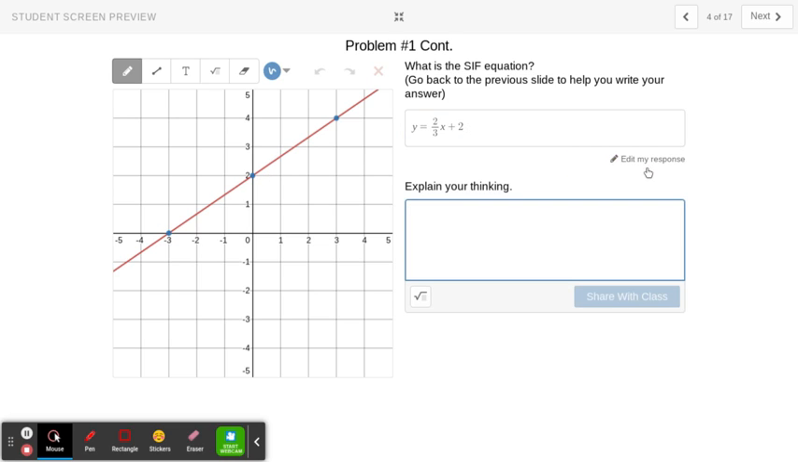We can hit submit. We don't have to explain our thinking. That's okay. That is an in-class thing.